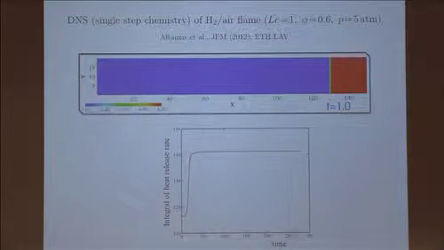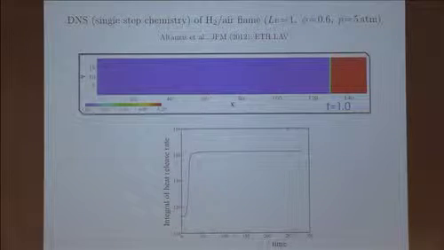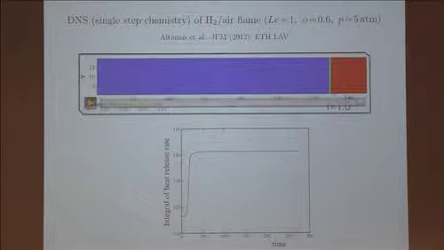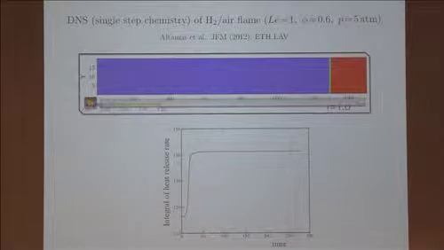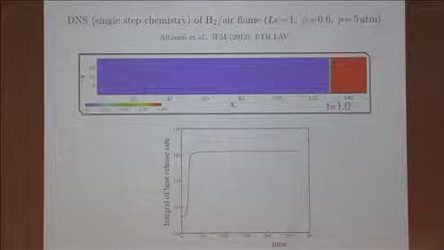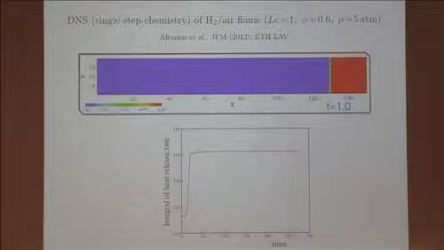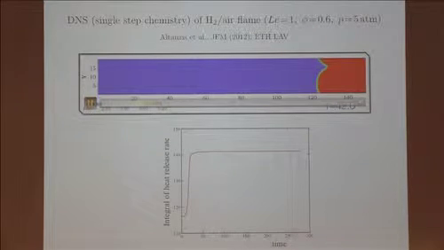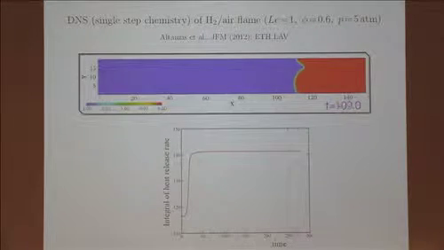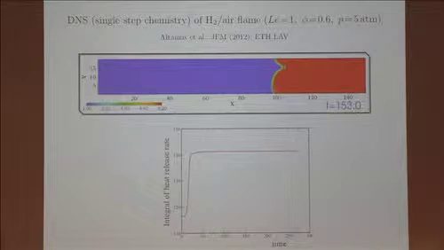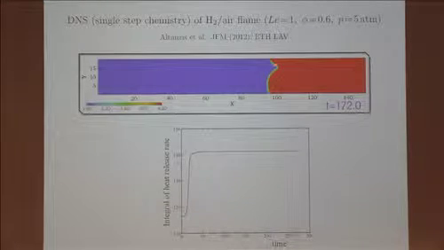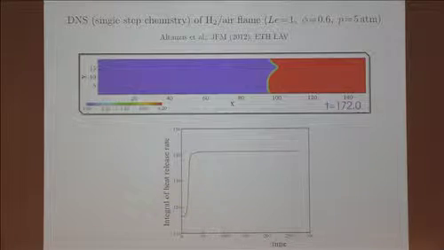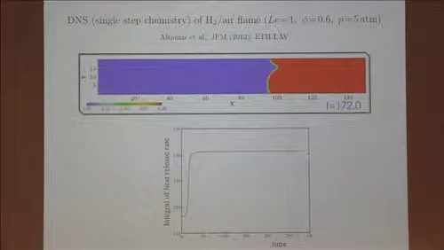This is a direct numerical simulation of a flame that is also hydrodynamically unstable. This is done for hydrogen air, using a one-step chemistry, and you see that after some time the flame develops into a one cusp-like behavior and continues to propagate to the right, and that structure does not change.